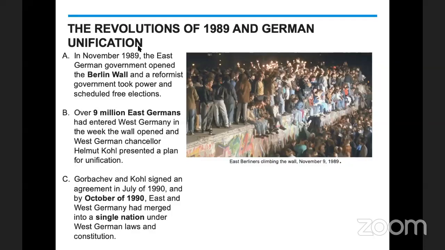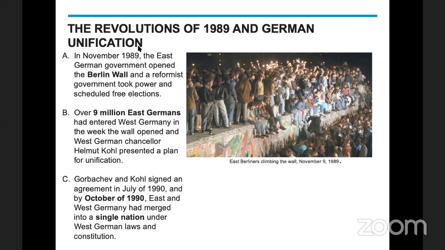In November of 1989, the German government will open the Berlin Wall, the passage from East Berlin into West Berlin, which is not only the barrier, but also the symbol of communism in East Germany. Over 9 million East Germans will enter West Germany in that next week. And so it seems clear that we've had a reformist government take power in East Germany, and they're going to schedule free elections.